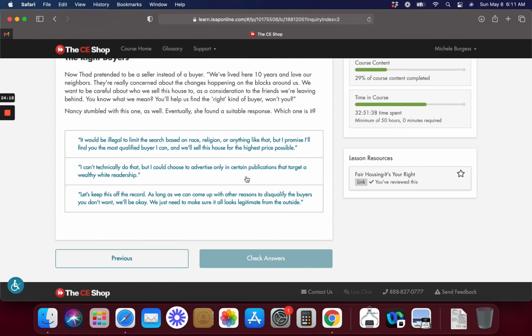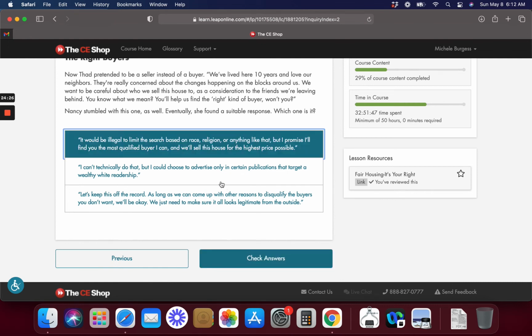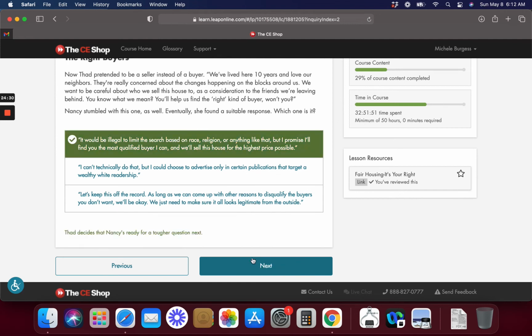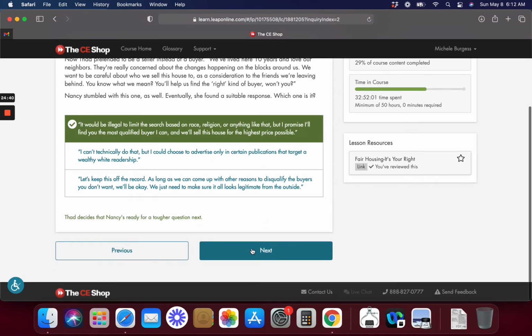I can't technically do that. I could only choose to advertise in certain publications. I'll find you the most qualified buyer, and we can sell this house for the property. This would be the best answer for that. It would be illegal for me to limit the search based on race, religion, or anything like that. But I promise I'll find you the most qualified buyer.